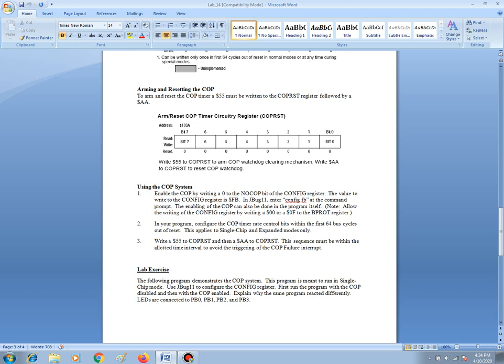Then, in your program, configure the COP timer rate control bits within the first 64 bus cycles out of reset. This applies to single chip and expanded modes only. And then finally, write a 55 hex to the COPRST and then an AA hex to the COPRST. This sequence must be done within the allotted time interval to avoid the triggering of the COP failure interrupt.